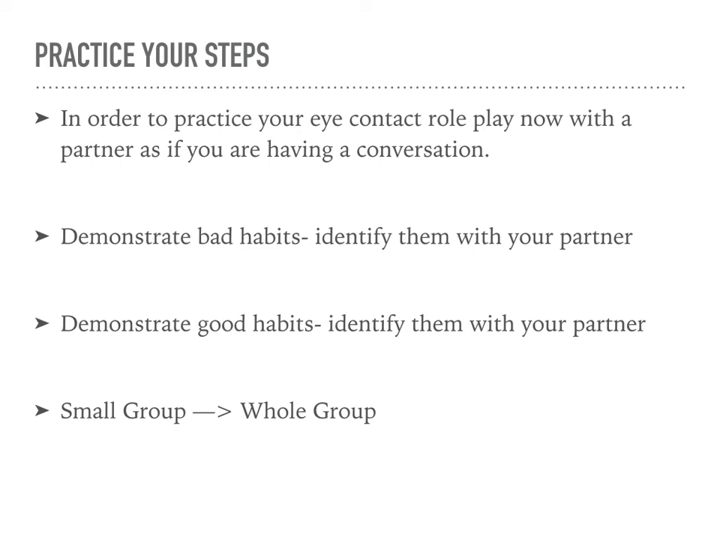And now, practicing your steps. This is mainly for students, but parents can use the skill as well, or teachers or whoever. So once you run through the notes, then you go through how to practice eye contact through role playing and demonstrating bad habits. And then you want to demonstrate bad habits, but you also want to demonstrate good habits. And then when you do that, you always want to discuss after that single role play and talk about what happened and why it happened. And you can do that whether it's small group or whole group.